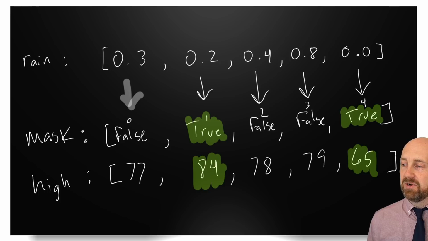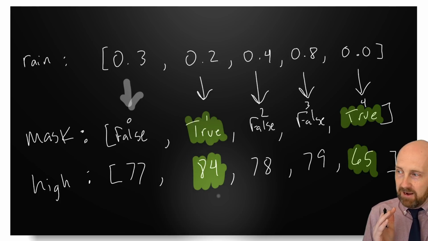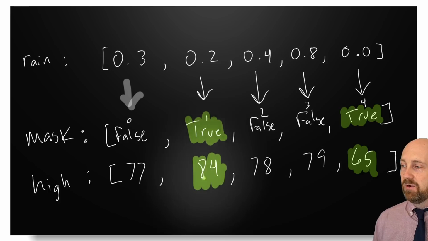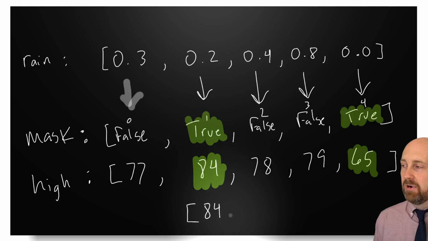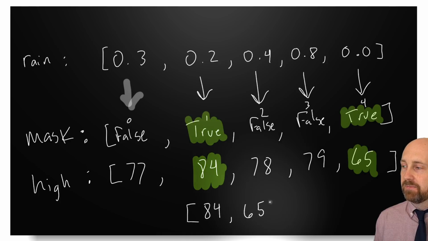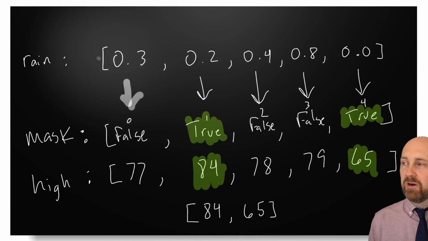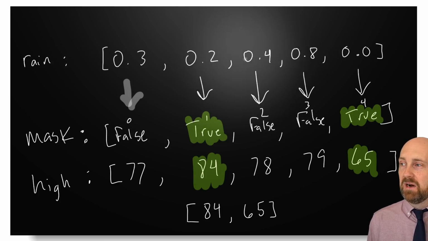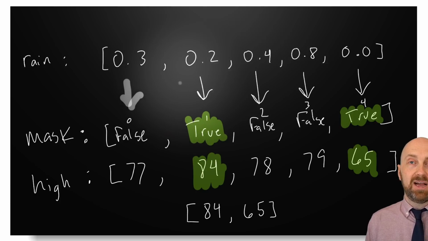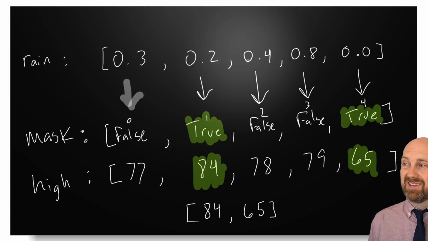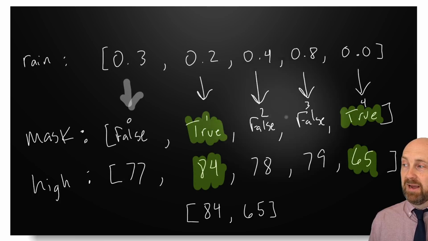And the result of the function that we're writing, which is going to filter down our data, is going to produce a new list. We can think of this as the masked list of high temperatures. It's only going to have 84 in it and 65 in it. Right? And think about this process, what we just applied. We started with our rain column, and we said, okay, well, let's produce a mask where each item in our mask will be true if the item in rain is less than 0.3. And so that's our mask here.